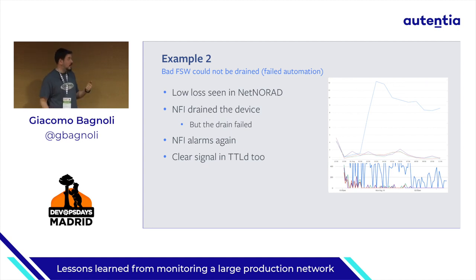Why is it not happening? Well, NFI keeps alarming, but we could not remove the device from the network because that would violate the capacity constraint. So the device was there dropping packets. It created signal in the TTLD so that eventually we removed the device manually.